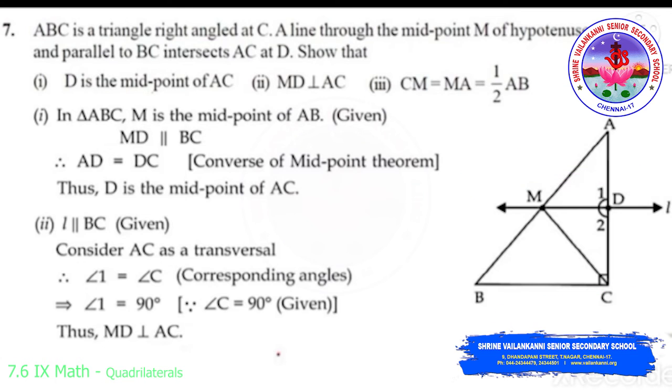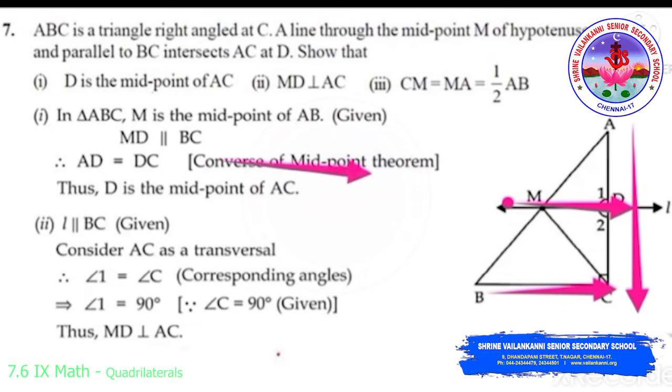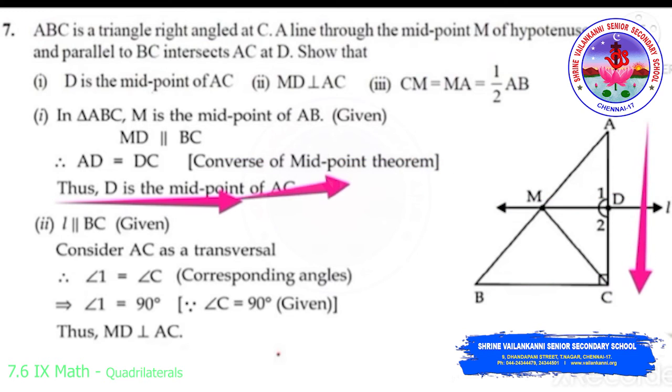So first case, I want to prove that D is the midpoint of AC. Coming to the solution, let us consider triangle ABC where M is the midpoint of AB. It is given in the problem. So by the converse of the midpoint theorem, a line which is drawn through the midpoint of one side of a triangle parallel to the base bisects the third side. So using that converse of the midpoint theorem, we get that D is the midpoint of AC.